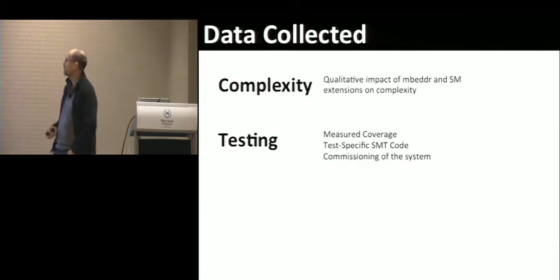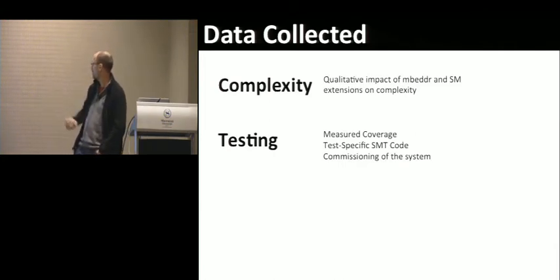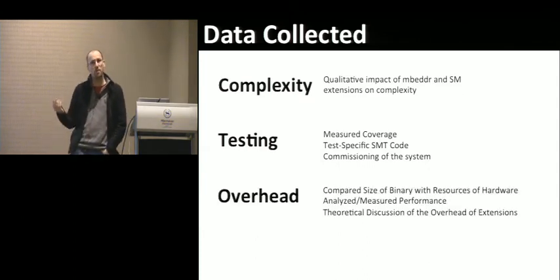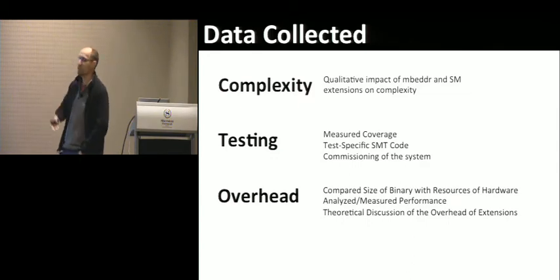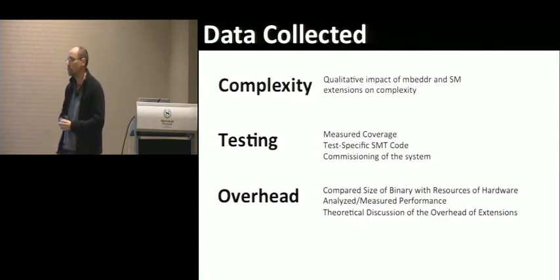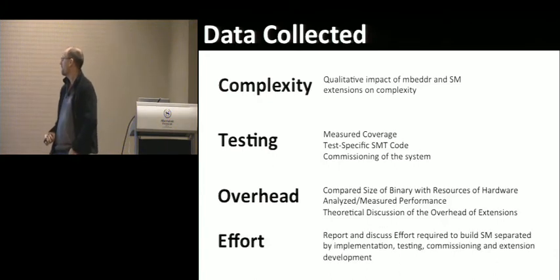What was the data we collected? In terms of complexity, we looked at the qualitative impact of mbeddr and the smart meter specific extensions. For testing, we measured the test coverage and looked at how much smart meter specific code had to be written. In terms of overhead, we compared the size of the binary to the resources of the hardware. We did not have a non-mbeddr implemented smart meter to compare; we didn't do it twice. So we essentially had to look at the resources available. And in terms of effort, we looked at the efforts reported by the developers, so we just looked at the timesheets, essentially.